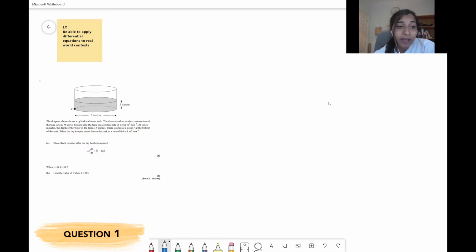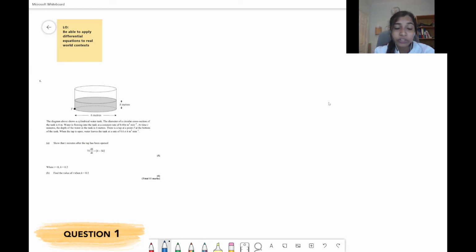The diagram above shows a cylindrical water tank. The diameter of a circular cross-section of the tank is 6 meters. Water is flowing into the tank at a constant rate of 0.48 pi meters cubed per minute. At time t minutes, the depth of the water in the tank is h meters. There is a tap at a point T at the bottom of the tank. When the tap is open, water leaves the tank at a rate of 0.6 pi h meters cubed per minute.